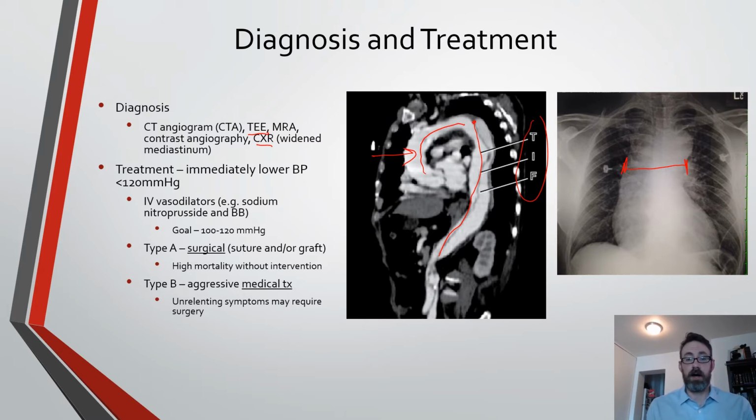Type B, this requires aggressive medical treatment, not surgical. So it's medical. Basically, we're going to optimize them medically. However, if they have, say, unrelenting symptoms that aren't resolved with the optimal medical treatment, then they may require surgery. Or if it progresses, or if they think that there's a major artery that might be affected by this, then they may opt for surgery. So that'll be on sort of a case-by-case basis.